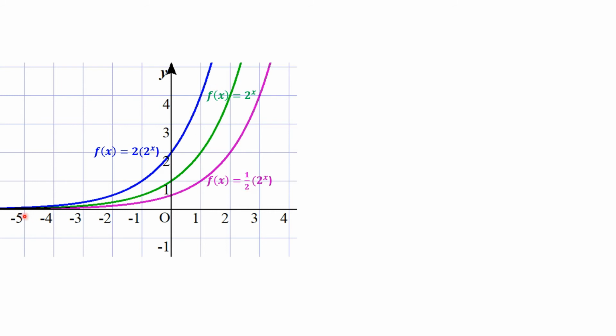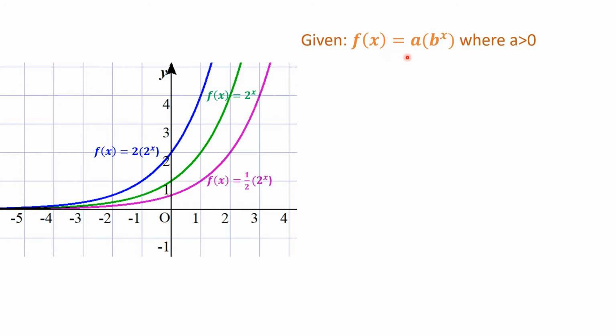But we can see that the domain, that x may take any value to the left, to the right. So maybe it's a set of real numbers, and the y values can only be positive. All do not touch the x axis, or y is not equal to 0.